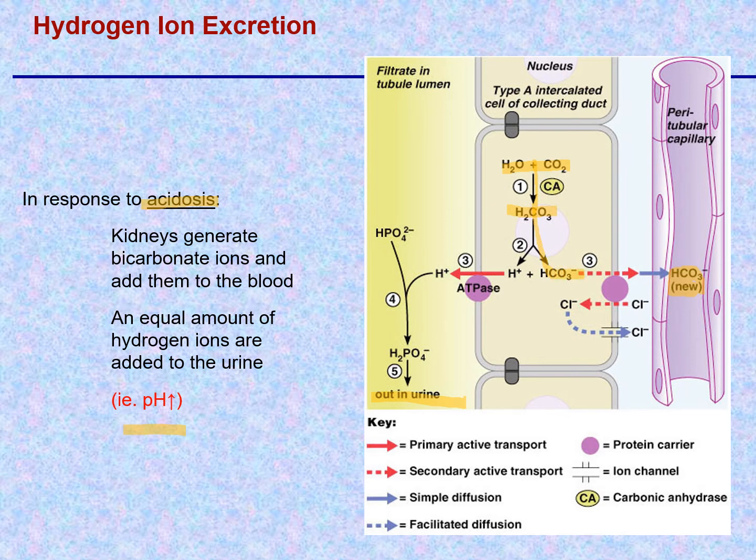New bicarb is forming and getting reabsorbed, and the hydrogen ions are going out. And they combine with the phosphate buffer and go out in the urine. Okay, so this is quite a lot simpler than the previous absorption or reabsorption of bicarb. It's not bicarb reabsorption, but generation of a new bicarb. So that was hydrogen ion secretion.